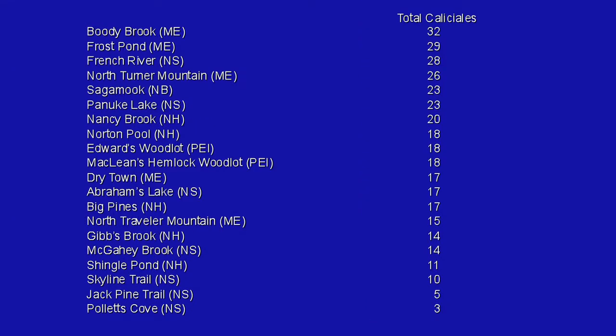These are spruce fir forests. So Maine takes the top billing here, the spruce fir forest. Booty Brook and Frost Pond, those are both in Baxter State Park, Mount Katahdin area. But you see the third one down is French River. That was quite an impressive stand of mostly hemlocks. Chinook Lake is another impressive stand. All the way down to 3 at Paul's Cove.